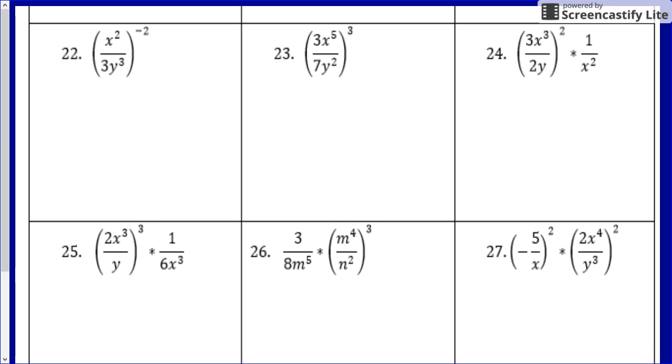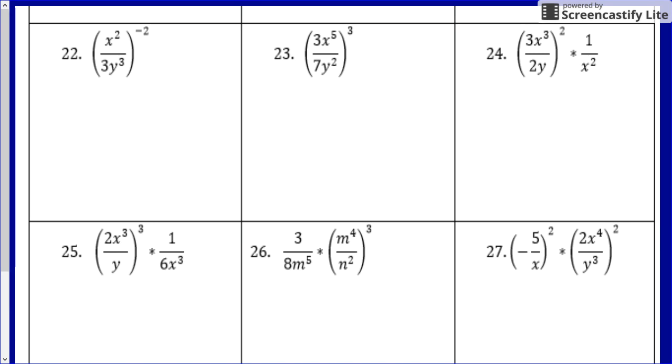Guys, we're on our final installment of the notes for January 5th. We are on problem number 22. We've got another negative exponent here. Everything's raised to the negative 2 power. I'm going to show you a slightly different way of doing it than we did on our last negative exponent.